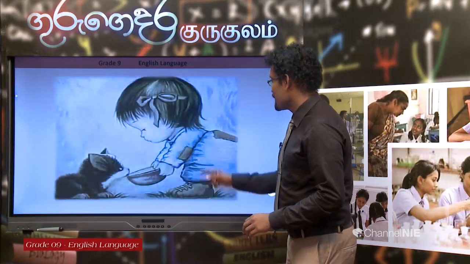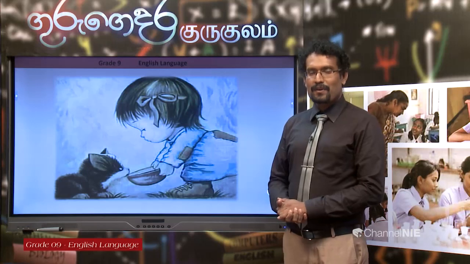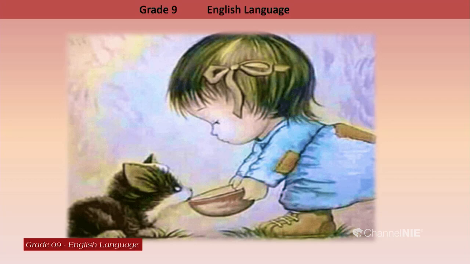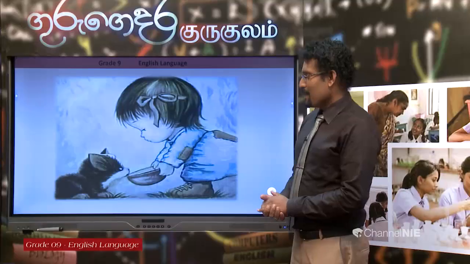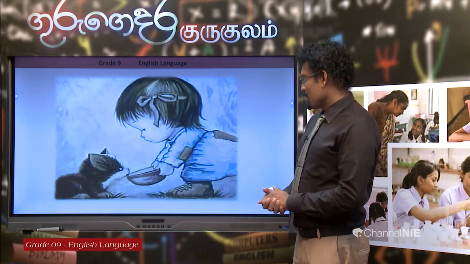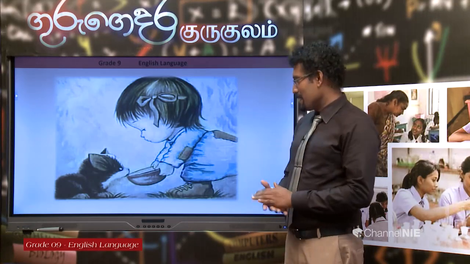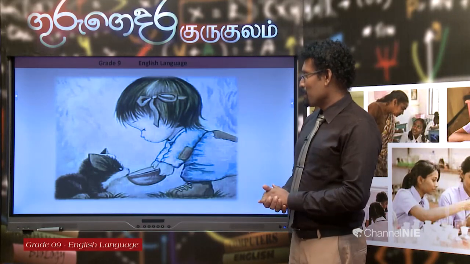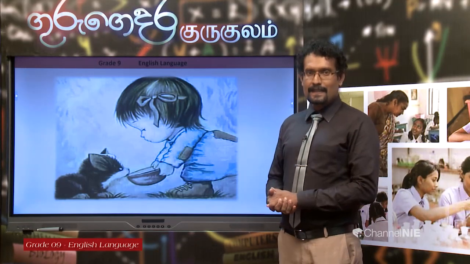Right. Then I have a beautiful picture for you. Let's see what that is. So, there is a beautiful picture here. What can you see here? Observe the picture very well. There is a little girl and there is a little pet. I think it is a dog. This little girl, what is she wearing? She is wearing a very ragged frock. Okay.